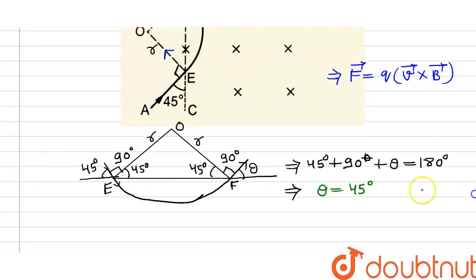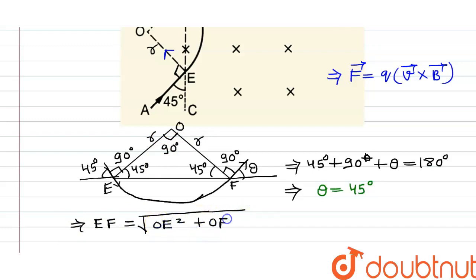Now the next thing that we need to find out is the length of EF. We can say that if these two angles are 45 degree, then this should be 90 degree. So it is a right triangle. So for a right triangle we can write down EF should be equal to the square root of OE square plus OF square.